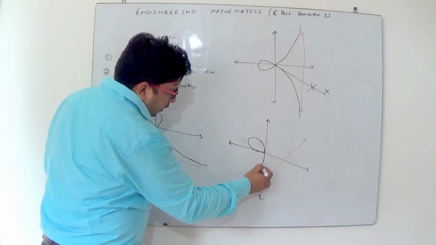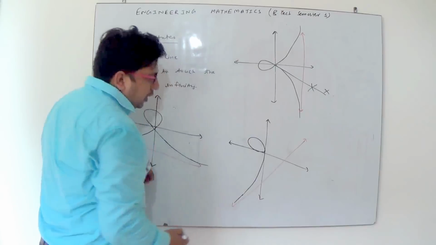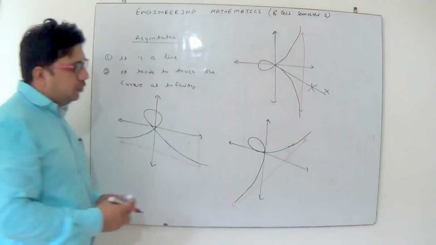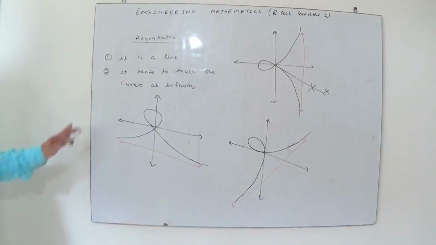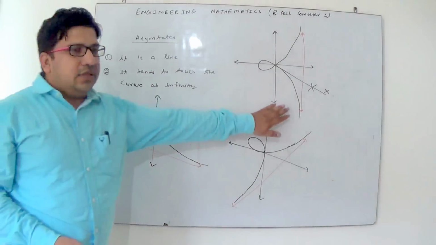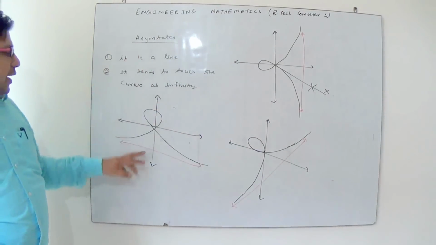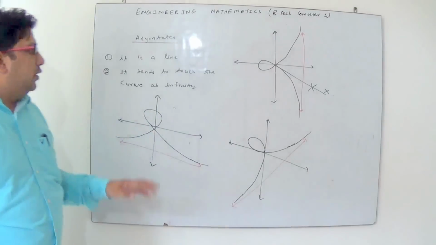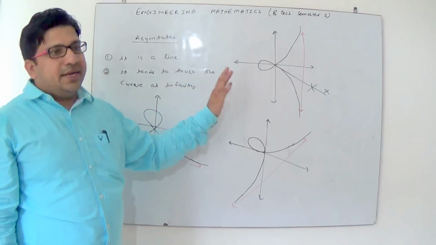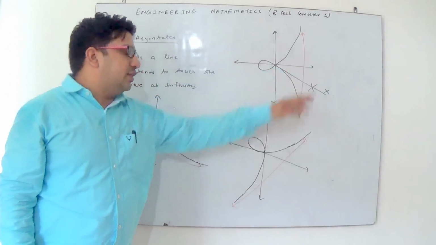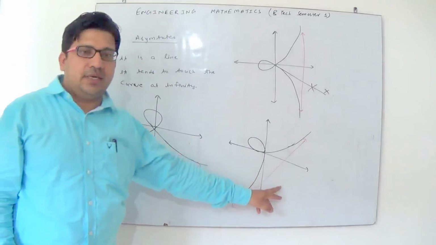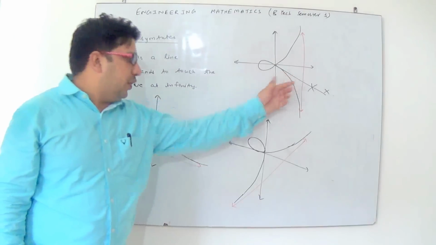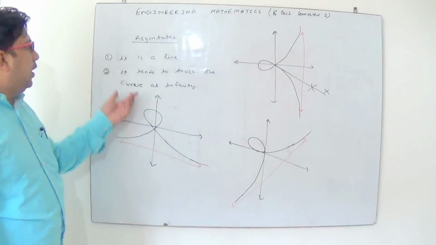Now, as it approaches the asymptote side, it will never cut the asymptote. It will tend to touch each other. So this is the concept of asymptote. First, it is a line. A line can be of three types: parallel to the y-axis, parallel to the x-axis, and oblique lines. So similarly, asymptotes are of three types: parallel to the x-axis, parallel to the y-axis, and oblique asymptotes.